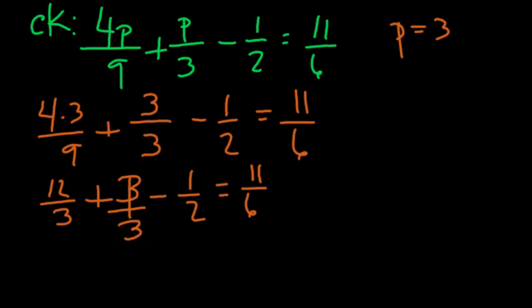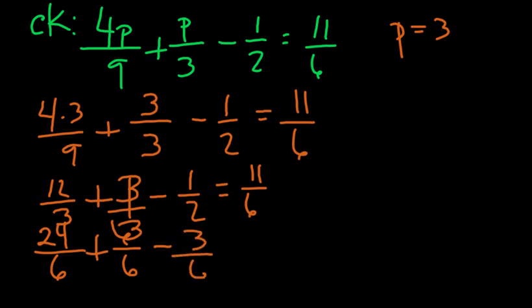So let's use the common denominator 3. Okay, 6, not 3. 6. We have 3 and 2, so 6. So 12 thirds would be 24 sixths. And 3 over 3 would be 6 over 6. It's kind of messy. And 1/2 in sixths would be 3/6. Now I can take care of the top numbers. 24 plus 6.